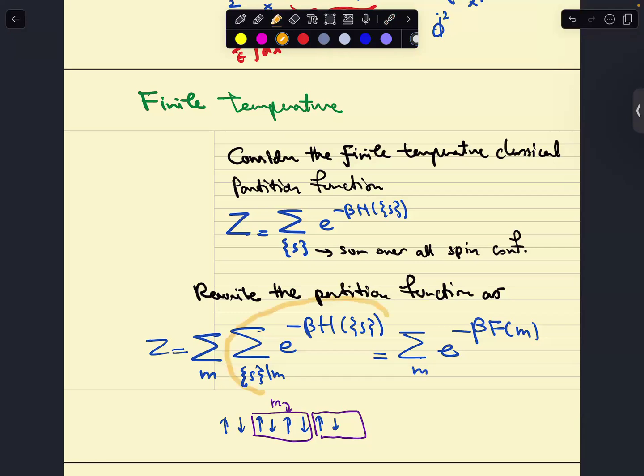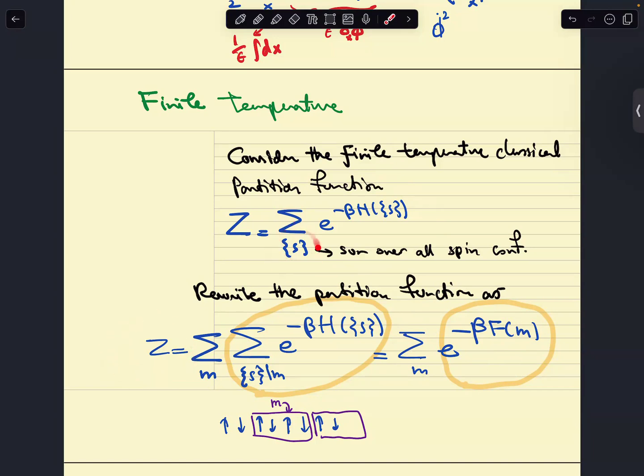Now I can just calculate this sum, take the logarithm of it, minus 1 over beta, and define a function of M. This looks like a new Hamiltonian for my coarse grain variables. If I plug in this Hamiltonian and sum over all M, this looks like the original thing. I just redefined what my degrees of freedom were. I coarse grained my degrees of freedom. At the end of the day, it calculates the same partition function.